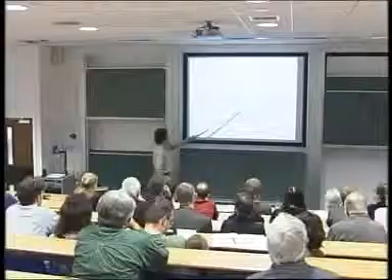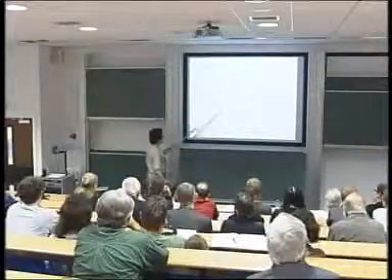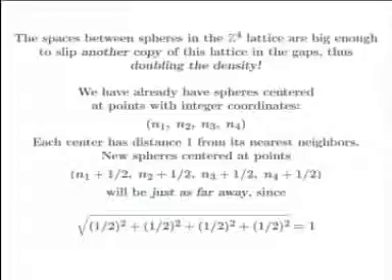And now what we're going to do is pack a whole bunch more spheres centered at these points where n1, n2, n3, n4 are integers, but we're adding a half to them to make them as far away as possible from the ones we've got already. And if you look, you'll see that the centers of these new spheres are just as far away, namely distance 1, from the old spheres as the old spheres were from each other.